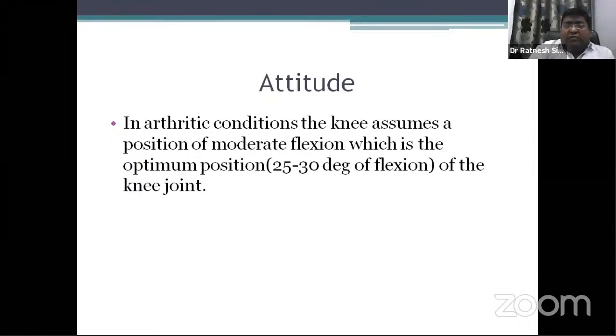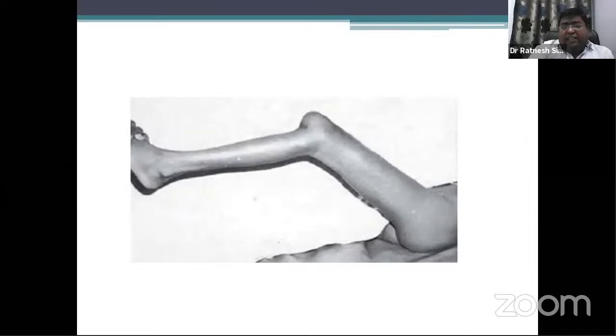Then check the attitude. In arthritic conditions, usually patients try to keep their limb in the most comfortable position, that is in moderate flexion, which is the optimal position at 25 to 30 degrees of flexion. Sometimes you may get a case like this, an advanced case of tuberculosis, where the knee assumes the attitude of fixed flexion deformity, external rotation, and posterior subluxation. You have to mention every point in your notes.